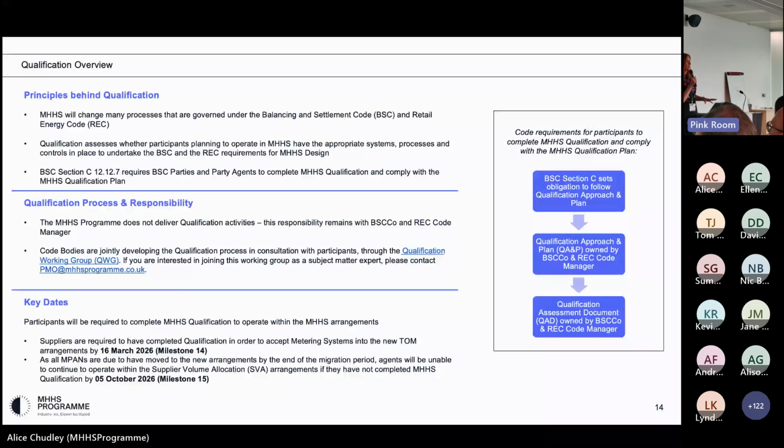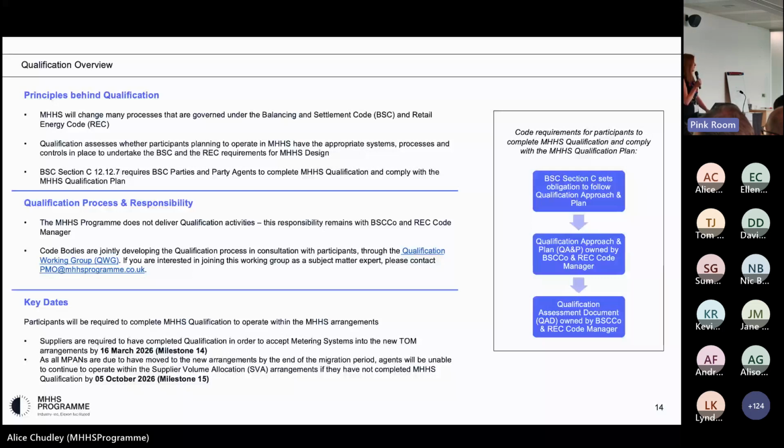First of all, we wanted to provide a bit of an overview to set the scene. There are a huge number of new requirements and new systems that are going to be in place for MHHS. In order for those to work effectively, we need to make sure that participants have the right processes and systems in place. In order to make sure that's the case, we've got a qualification process. The requirements for that qualification process are set out within Section C of the Balancing and Settlement Code, which introduces all of the governance requirements for the MHHS programme. And it sets out very clearly that all participants are required to undertake qualification.